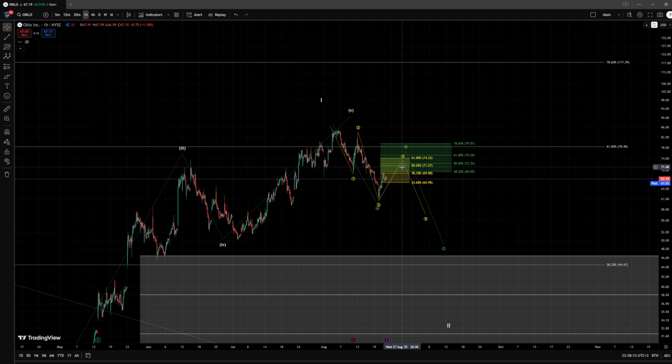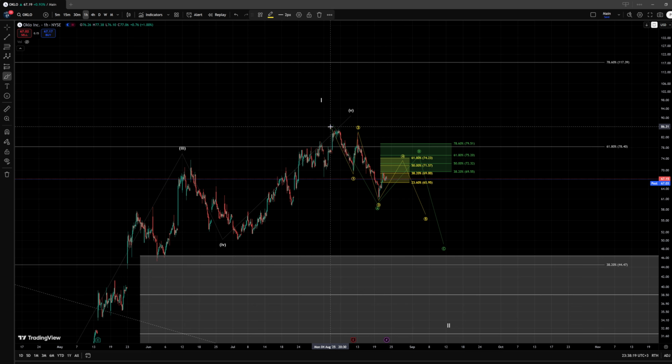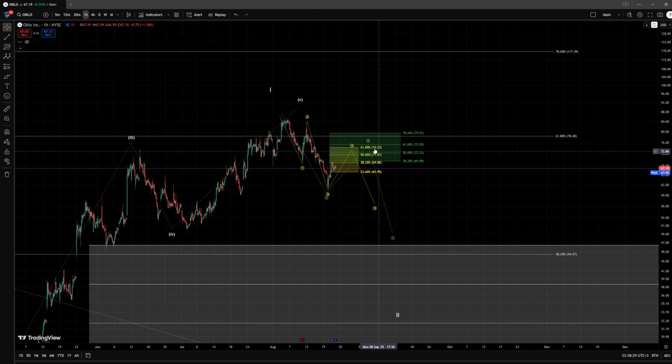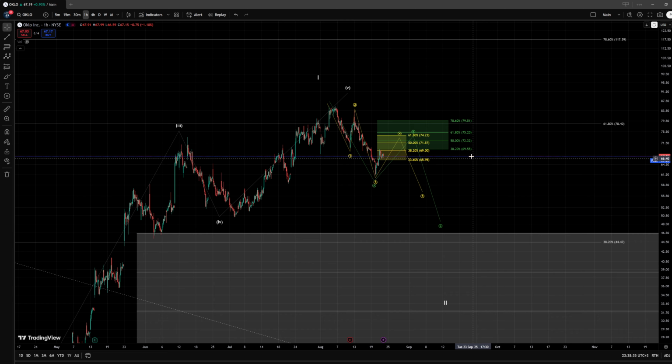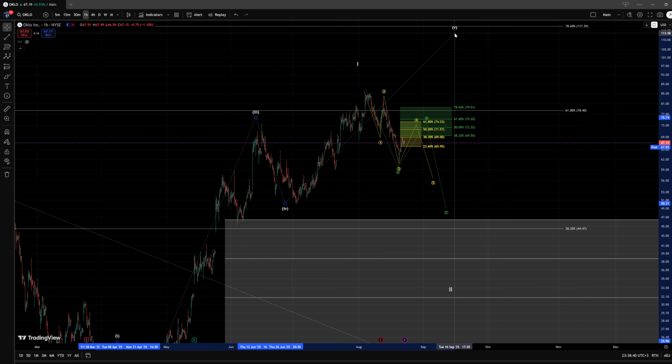It's not bound by such regular constraints, especially when we are dealing with an A wave in a 3-wave move. It could easily develop as an expanded flat or some different type of correction. But realistically, the idea is we are looking for further downside. We could technically still push higher within this 5th wave.